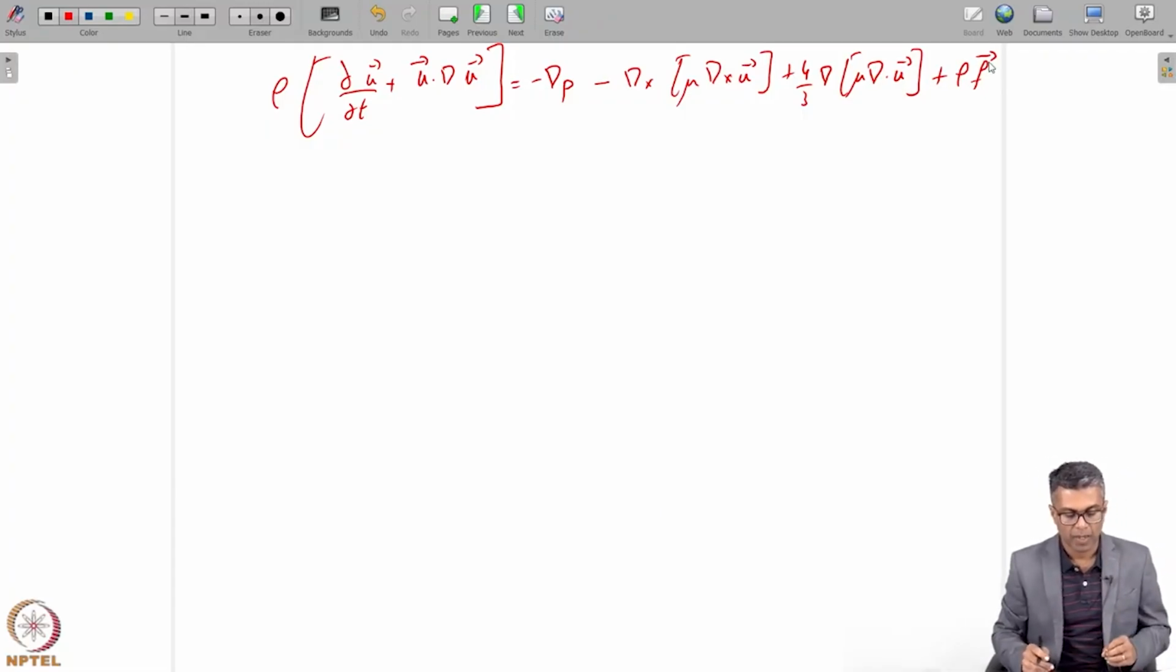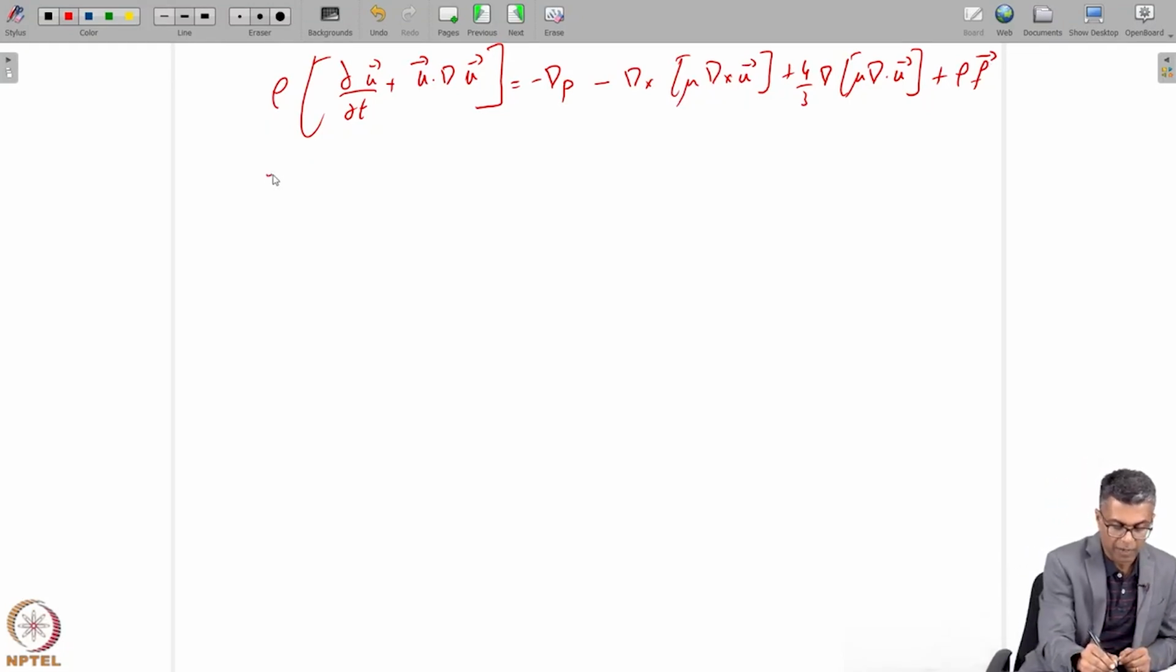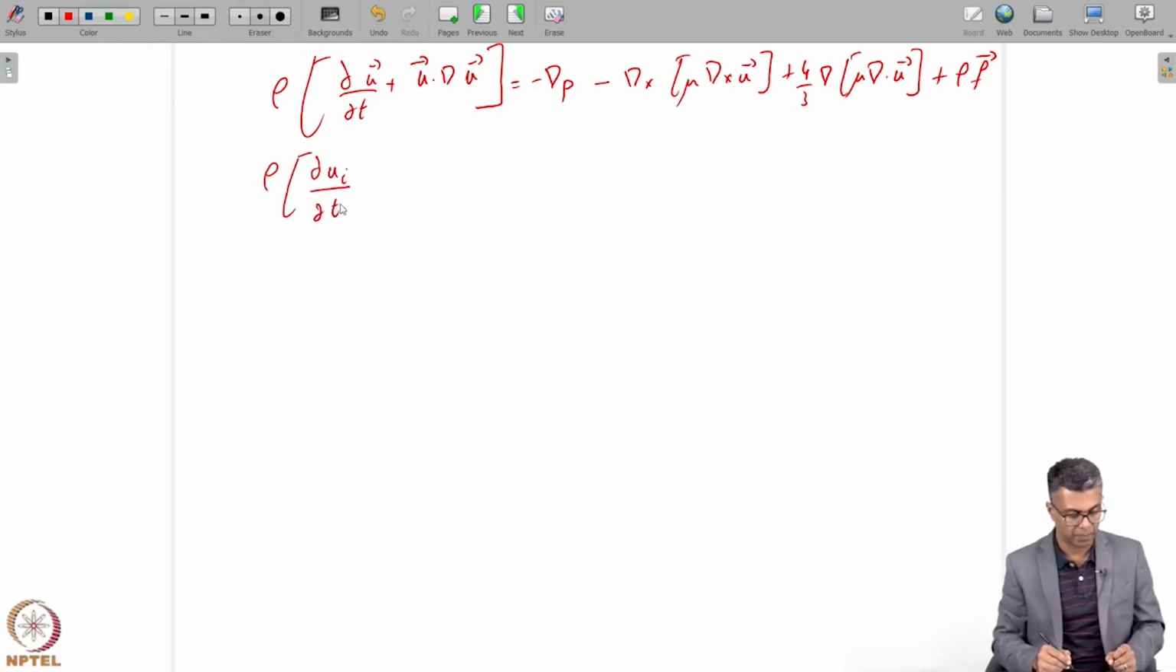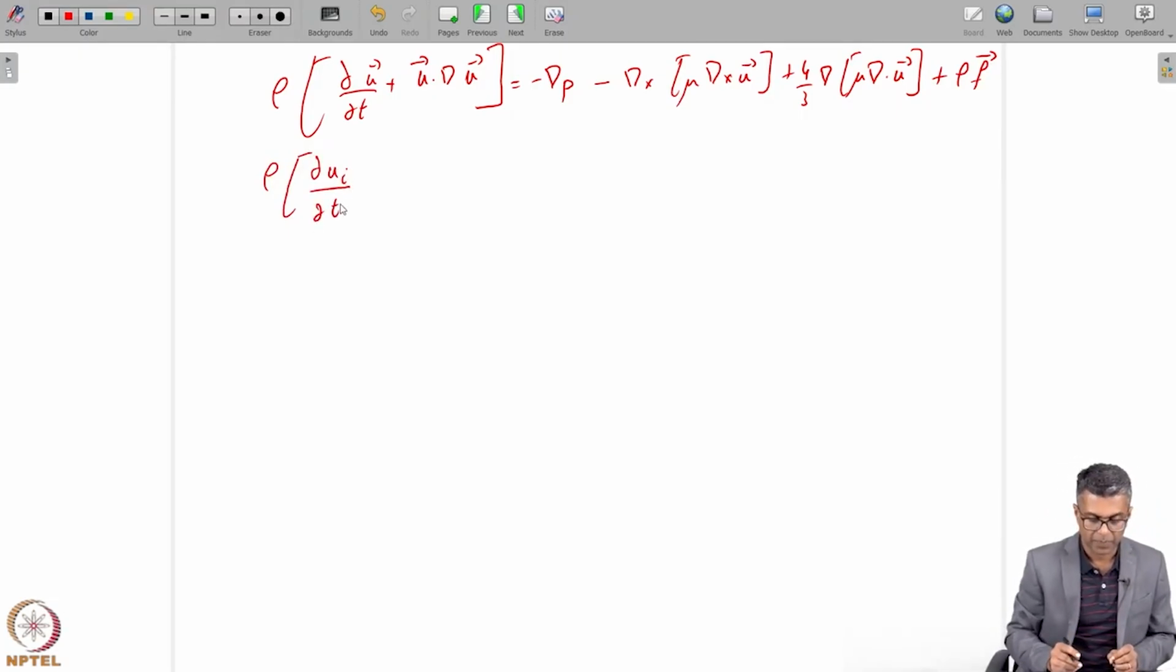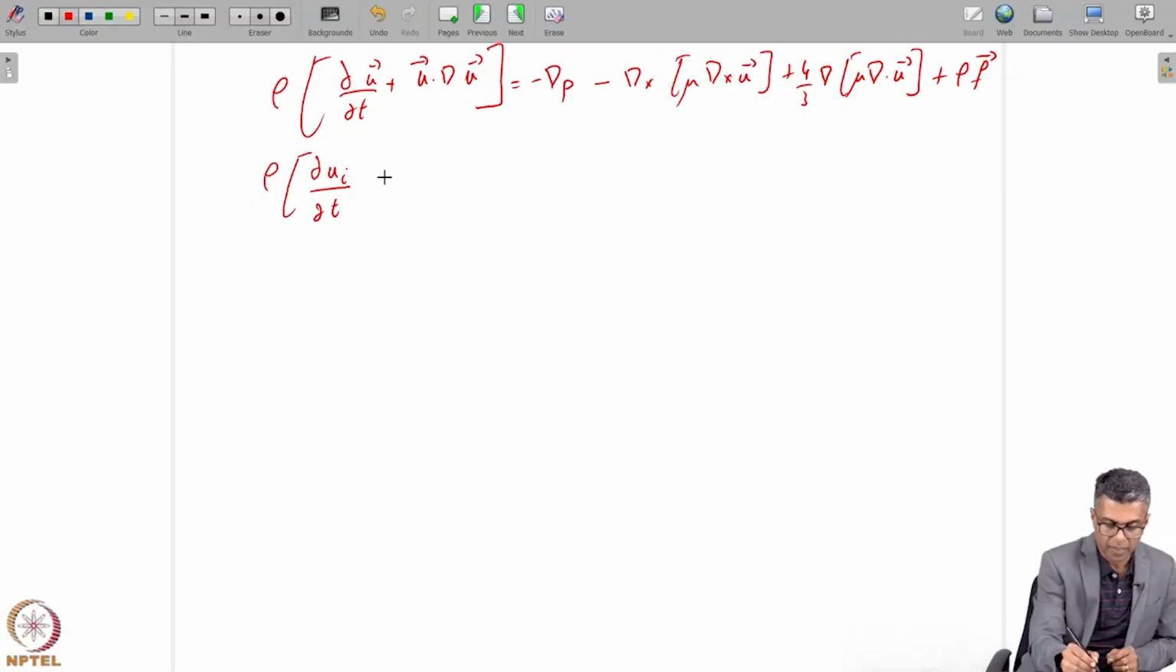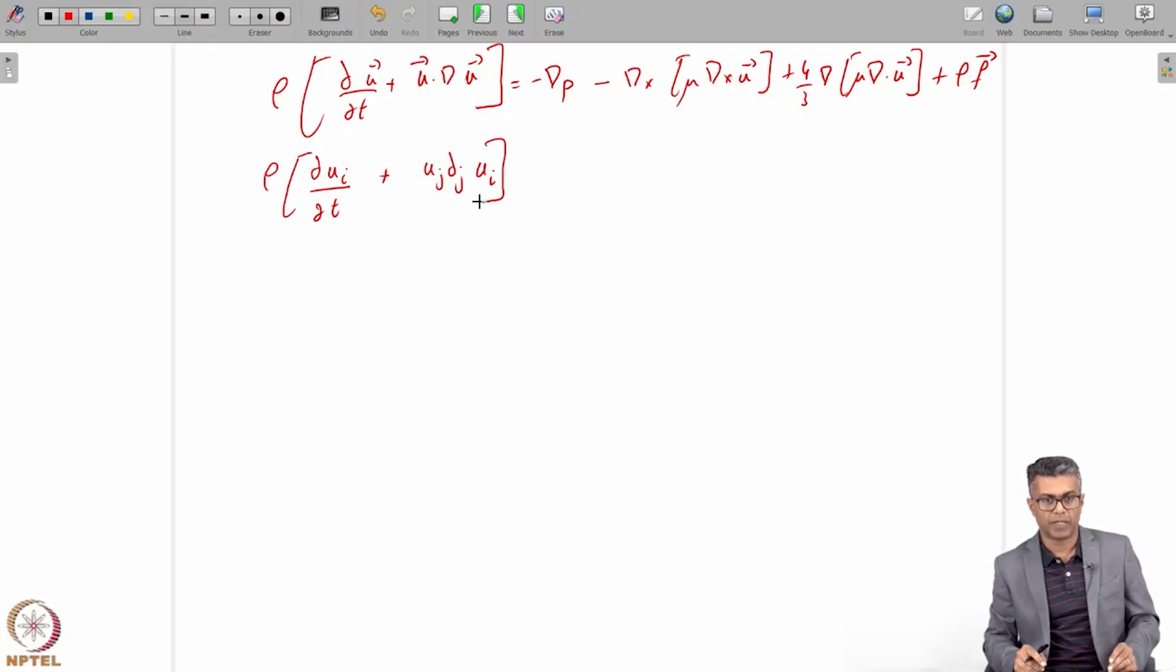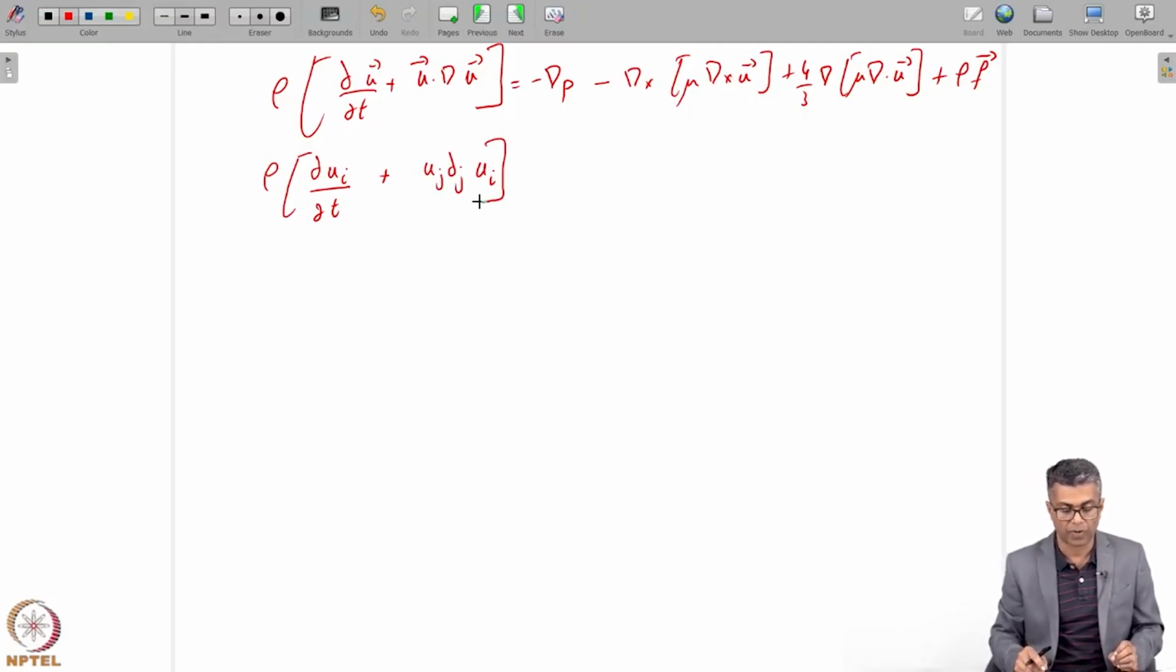Okay, how do we do it? So let's use the index i to represent the fact that this entire equation is for the i direction. So then I will have rho del ui del t. Okay, del ui del t, and then here what I'll have is I'll have ui, but here I can use uj del j, isn't it? Uj del j ui. So now it is in index notation of i.